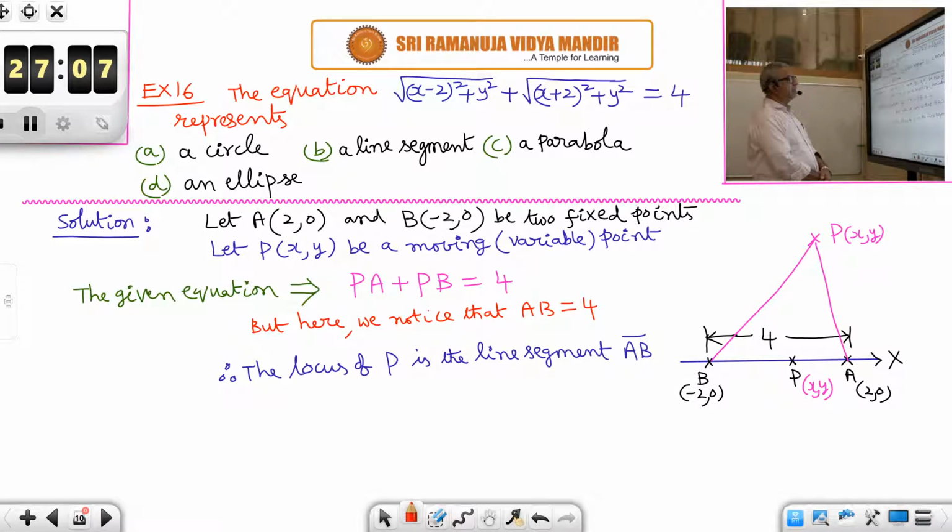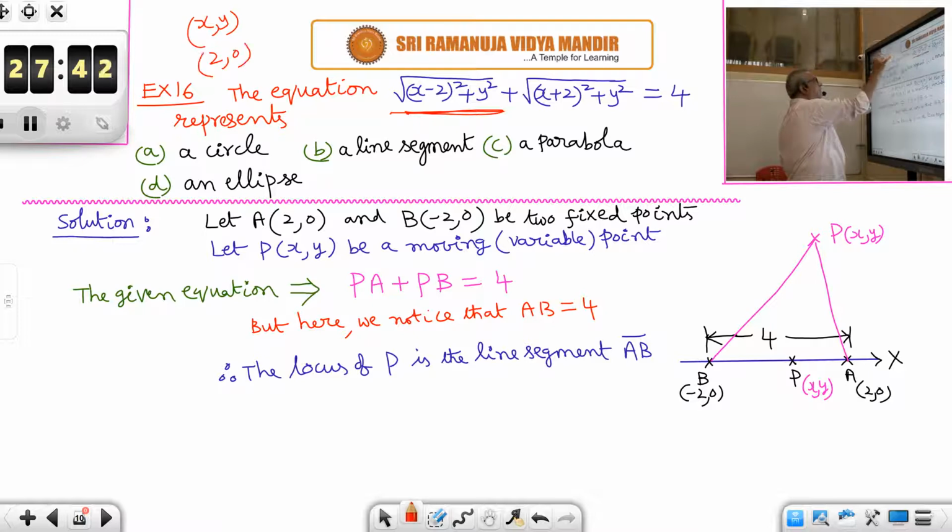The equation root of (x minus 2) whole square plus y square plus root of (x plus 2) whole square plus y square is equal to 4 represents what? A circle, a line segment, a parabola or an ellipse. See the diagram here. Just by observation, what can you say about this? This is distance formula, is it not? From the point (x, y) to which point? (2, 0). See, (x, y), (2, 0).